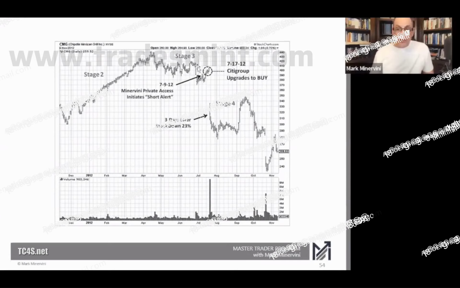After it was stage 3, it started breaking and it looked like it was entering into stage 4, had a little rally, and right here, Citigroup upgraded it to a buy. 3 days later, the stock implodes down 23%, and you're in a clear stage 4. And then, more buys came in. It was undervalued. This was Chipotle.